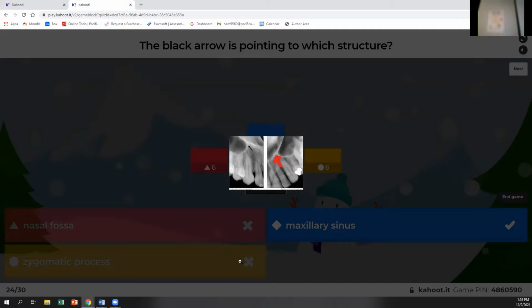You can kind of see the arrows pointing like here. The red arrow is definitely pointing to the nasal fossa, whereas the black arrow really truly does look like it's pointing to the maxillary sinus. But both of them, this area right here is the inverted Y on both of them. So sorry, that was not a great question.